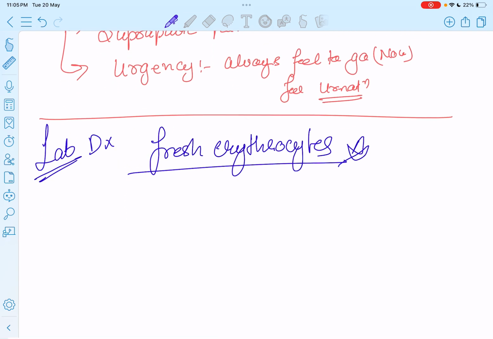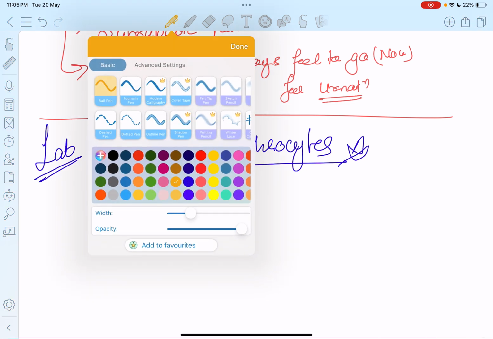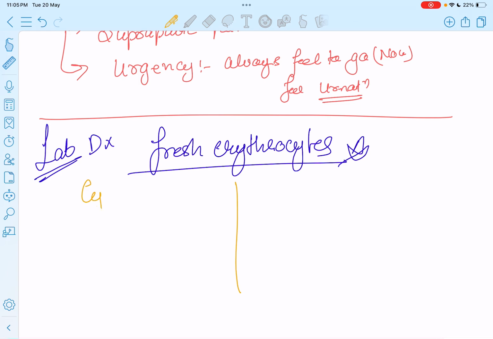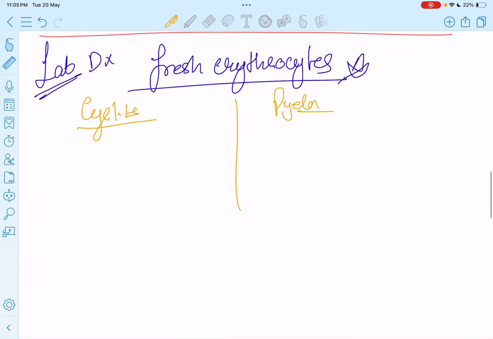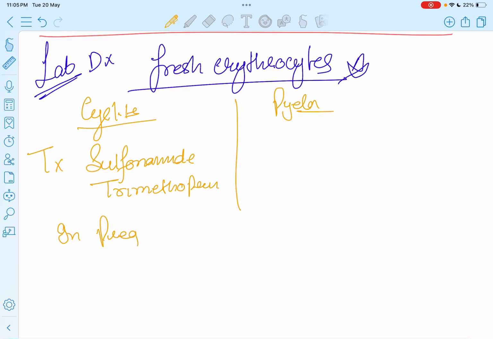And the treatment, if we talk about what the common treatment is between them. We have the treatment in between them, this is for cystitis and this is for pyelo. For cystitis the treatment will be sulfonamide, trimethoprim. And if the patient is pregnant, as we know, the safe drug in pregnancy will be nitrofurantoin. This is the safest drug.